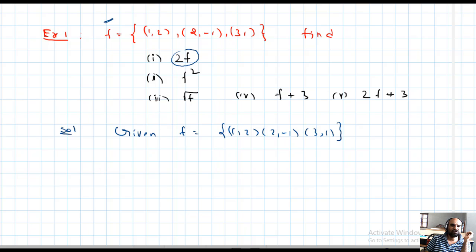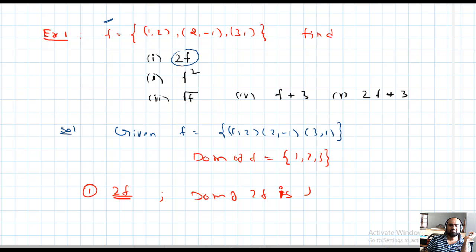I want the 2f function, ordered pairs I want, the 2f function. For the domain of 2f, what is the domain of A? That is the domain of the 2f function. That's why, first of all, I want the domain of f. Domain of f equals the set {1, 2, 3}. So first I want to find 2f. What is the domain of 2f? Same, you write the same: 1, 2, 3.